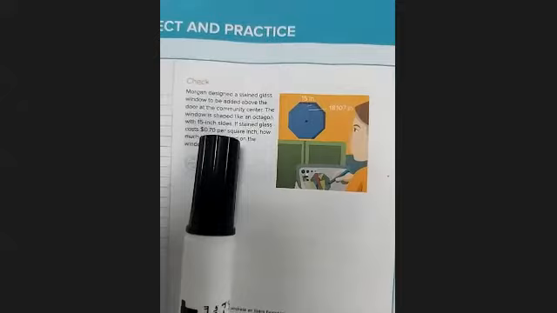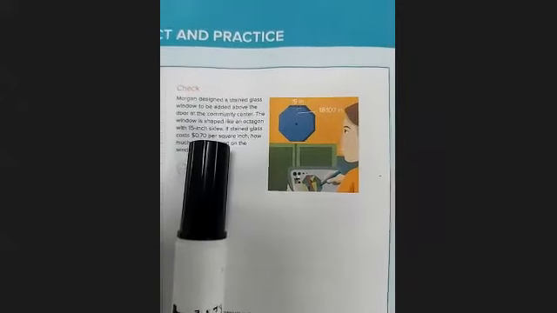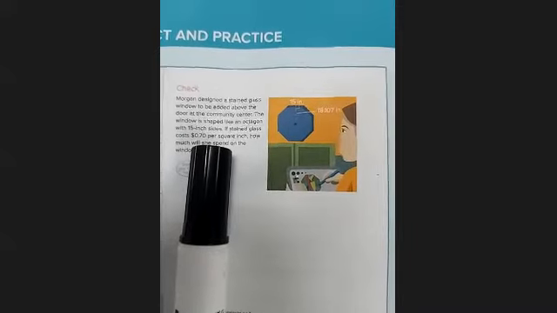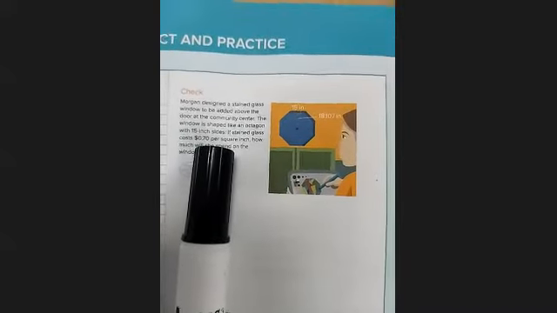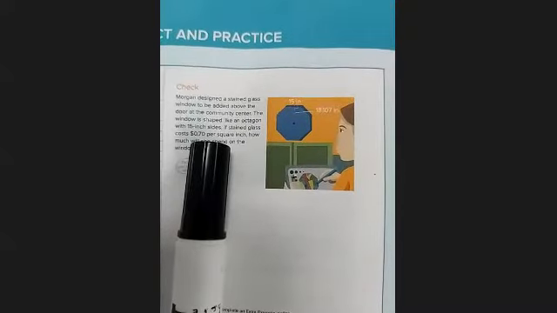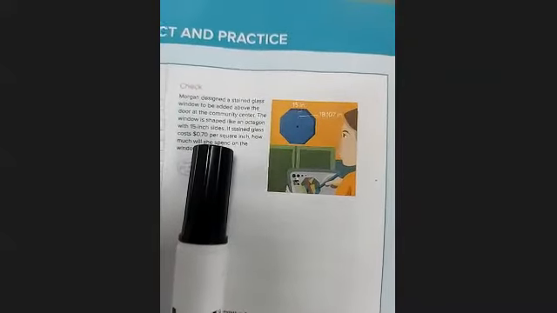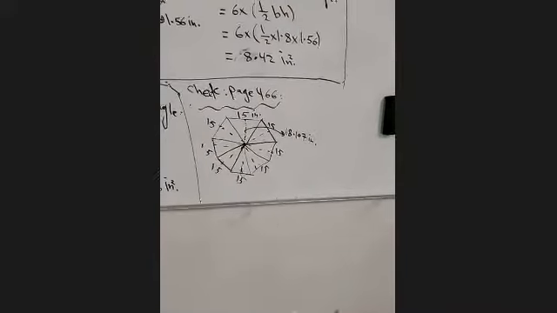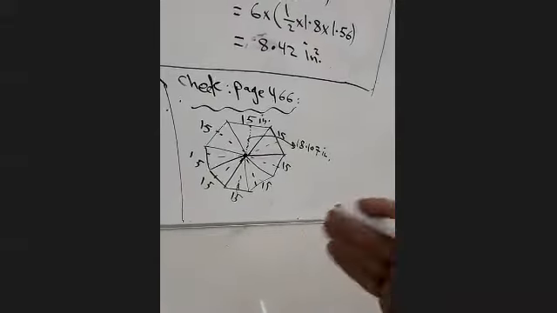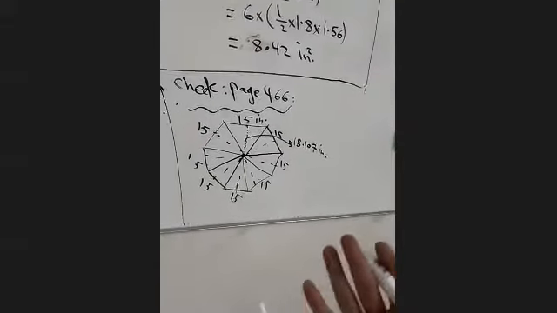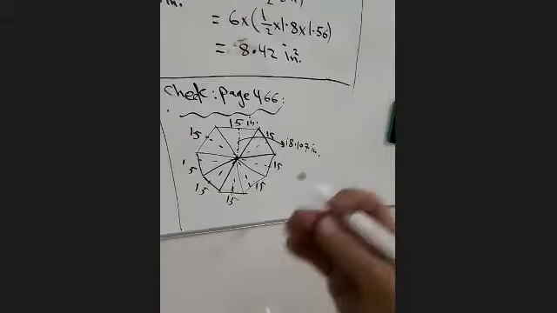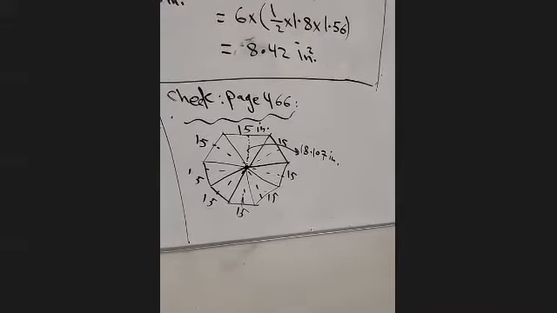Good. Each square inch costs 0.70. Each means 0.70 for each 1 square inch. How much will she spend on the window? So the first step is to find the whole area, right? Then after we find the whole area, to find the total cost, we multiply the area by how much each square inch costs, right? Now, the first step is to find the whole area.